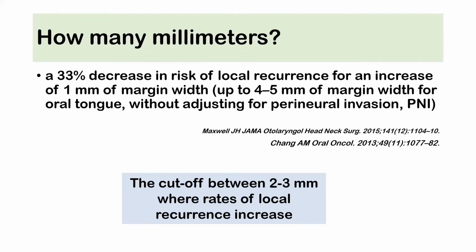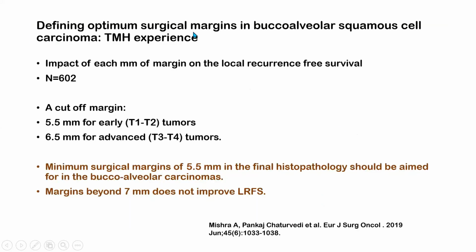What most of the studies and literature are heading toward is that the cutoff of a close margin lies somewhere between 2 to 3 millimeters. It is here where the rates of local recurrence increase. Even in our own study in TMH, on 602 patients, it was found that 5.5 millimeters is a cutoff for buccal carcinomas in early stage. And you can see that even with the stage, the cutoff may vary.